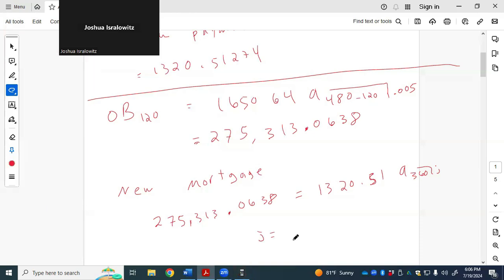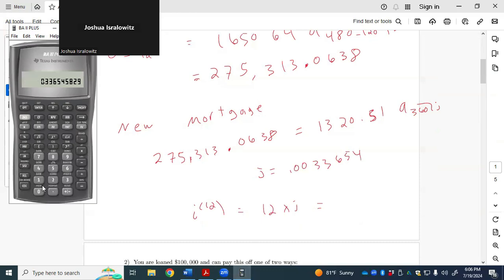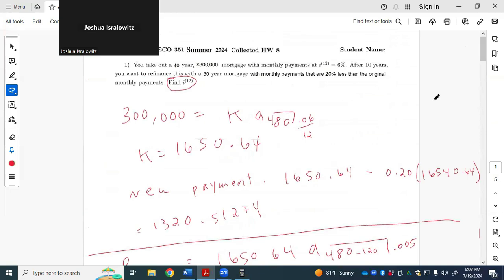All right, so J is my monthly interest rate, 0.0033654. If you want to keep it as 0.33654%, that's fine. So I-12 is 12 times this. Again, I don't care if you give your answer as a percentage or a decimal. I'm happy either way. As a percentage, 0.040385, 4.0385%. That's the interest rate you want if you want a 20% reduction in your new mortgage.